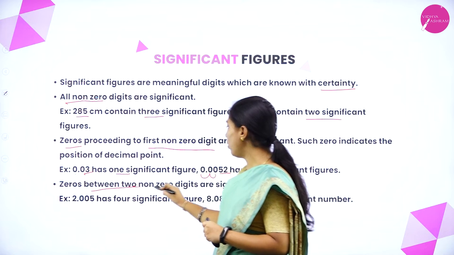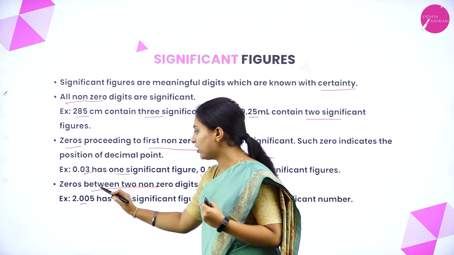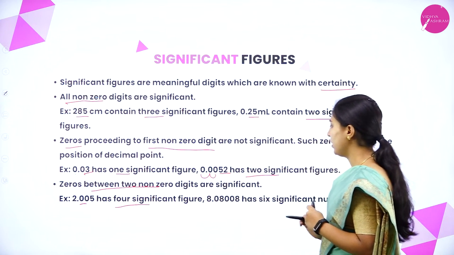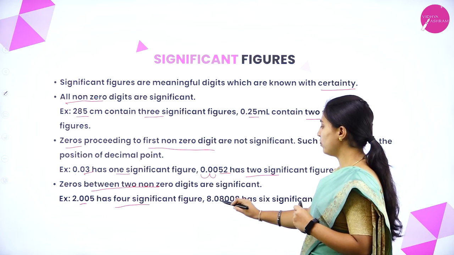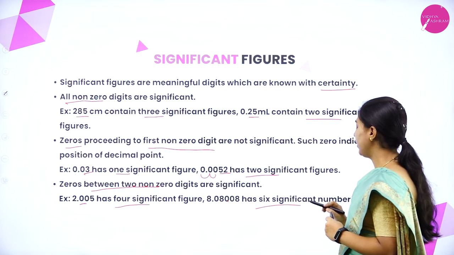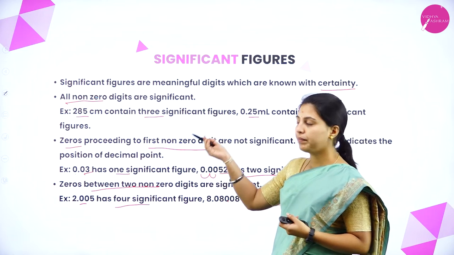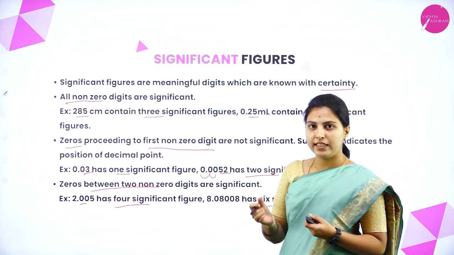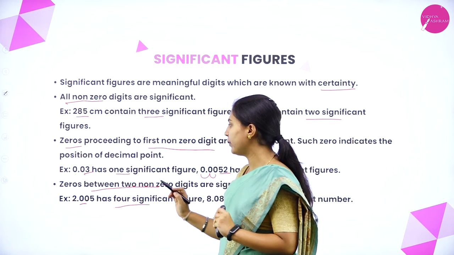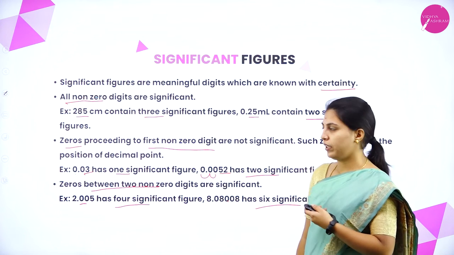Zeros between non-zero digits are significant. This one has 4 significant figures. See here also, the zero is in between 2 non-zero digits. It is again in between 2 non-zero digits. That's why 6 significant figures are present. Okay, again I am telling: all non-zeros are significant. Zeros preceding non-zero digits are not significant. Zeros between non-zero digits are significant.